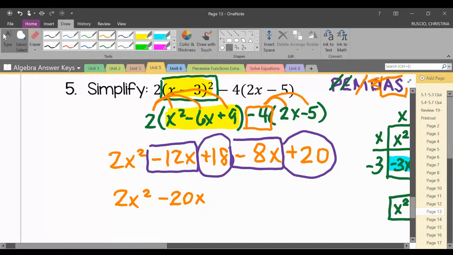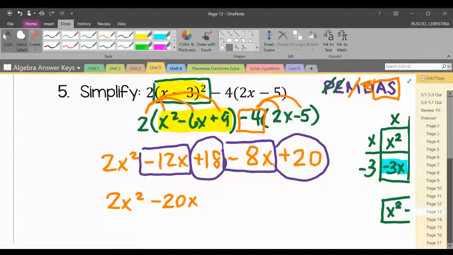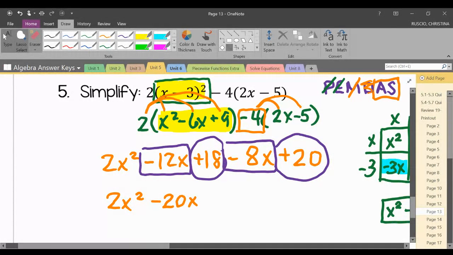If you want to use your calculator for these questions, you absolutely can. You would just type in negative 12 minus 8. Do not include x's, okay, because your calculator will get angry with you and say that there's an undefined variable, and it can't do operations with variables in it. But it's okay to just use the coefficients. And then 18 plus 20, let's finish this off. My constants, we add those together, and that is plus 38.